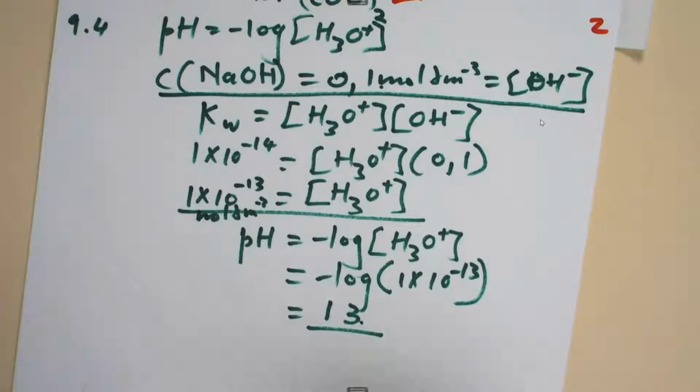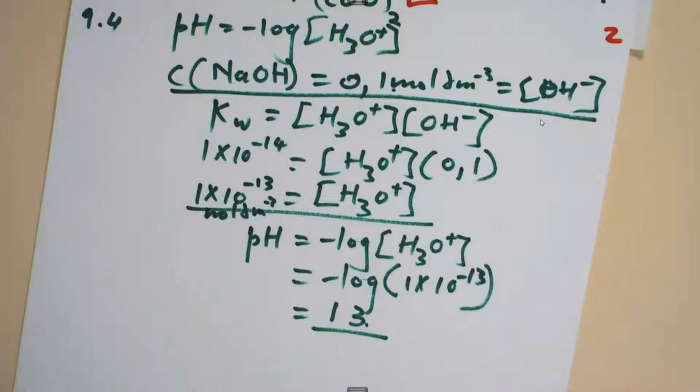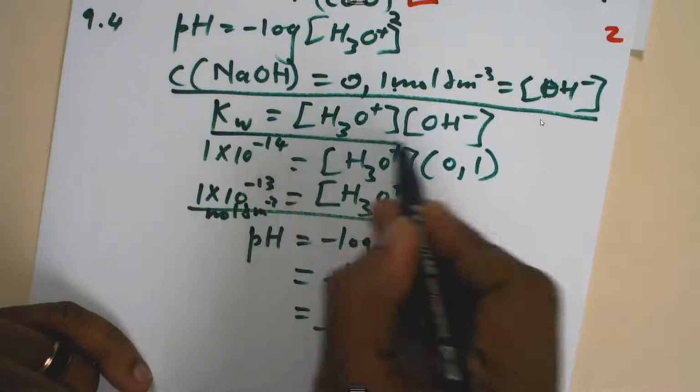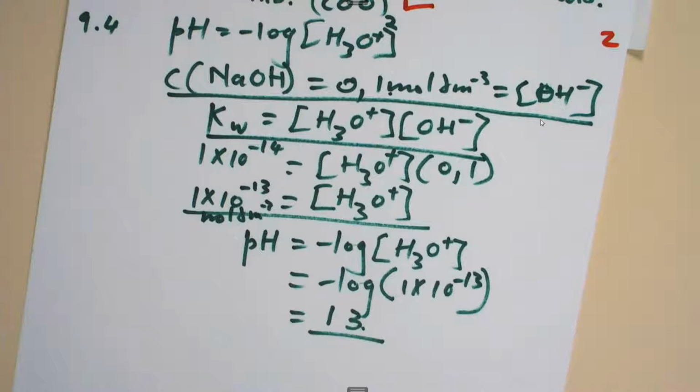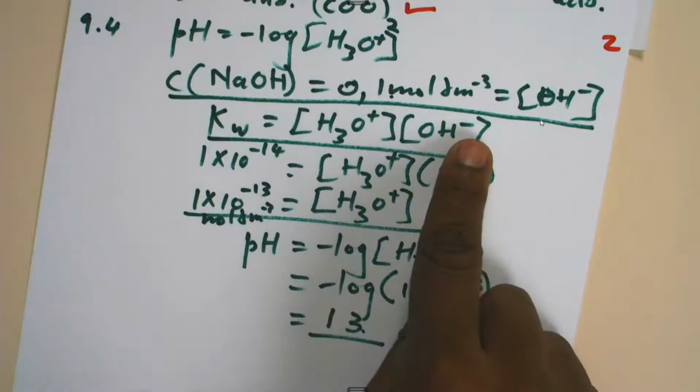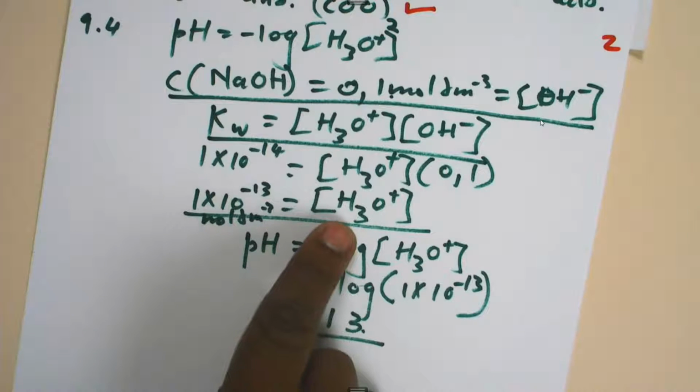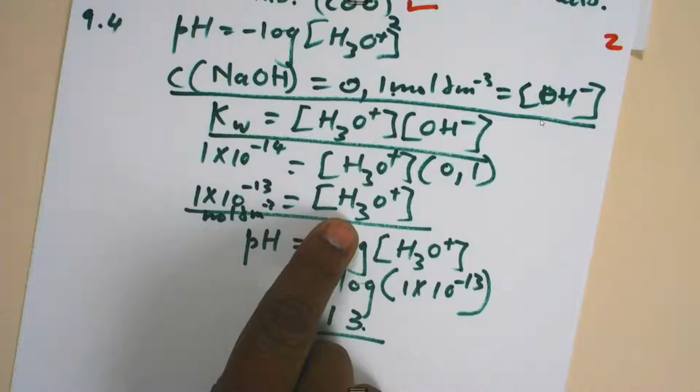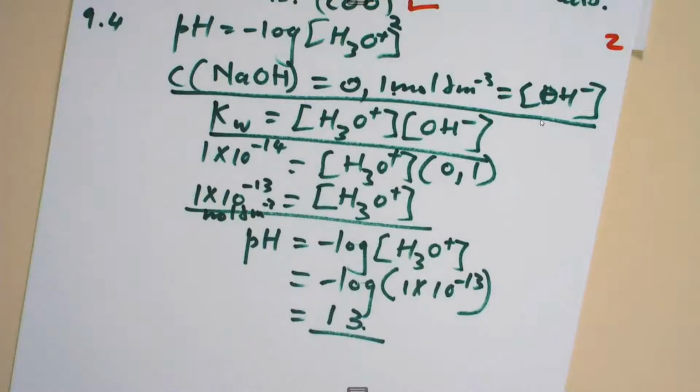So for me to be able to calculate that, I need to move from the concentration of the base, and from the concentration of the base use the relationship of autoionization of water, and from the autoionization of water I will be able to get the hydronium ion concentration. Then I will be able to use that in order to calculate the pH.